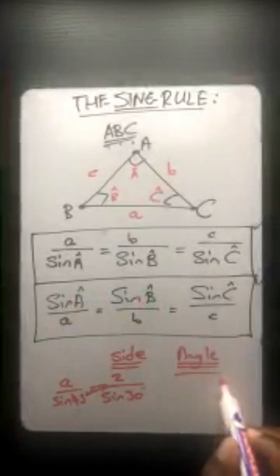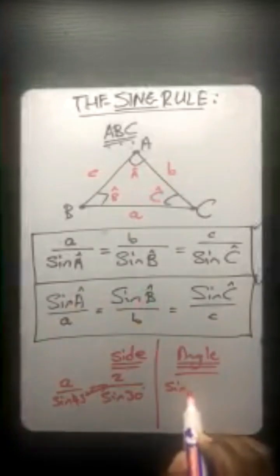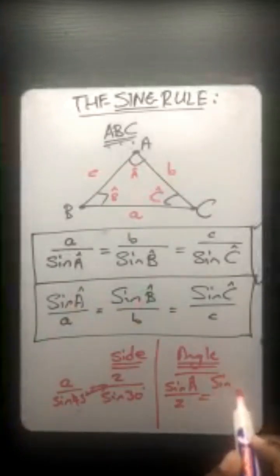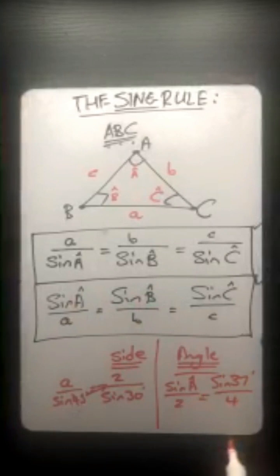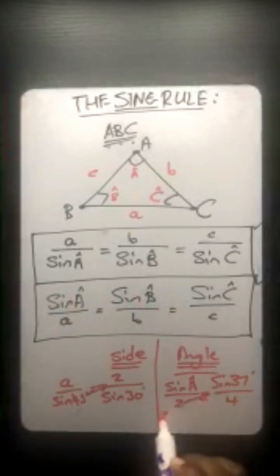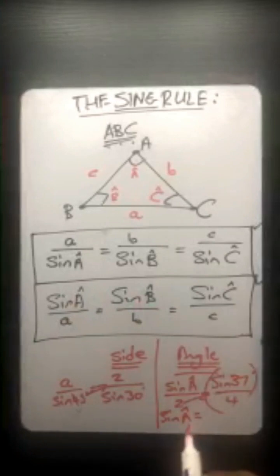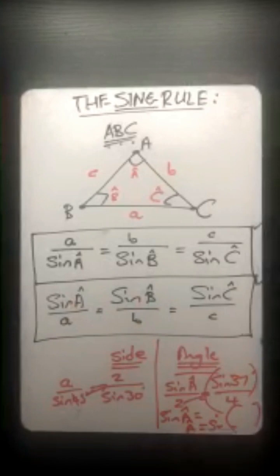But in this case, where they want you to calculate an angle, you can just say sine of the angle that you want to calculate over the side is given, sine of another angle is given, divided by another side maybe is given. You just cross multiply. Then you have sine of the unknown angle equals the whole of that. Then you do the second function of sine, the whole of that. Then you easily find the unknown angle.